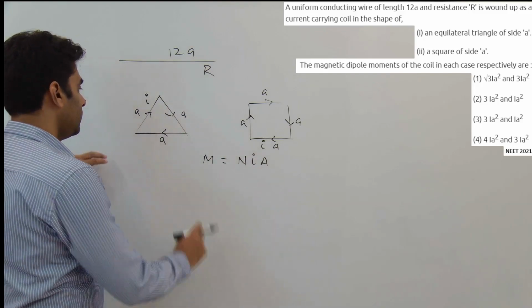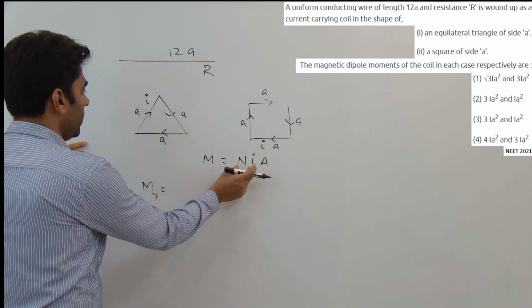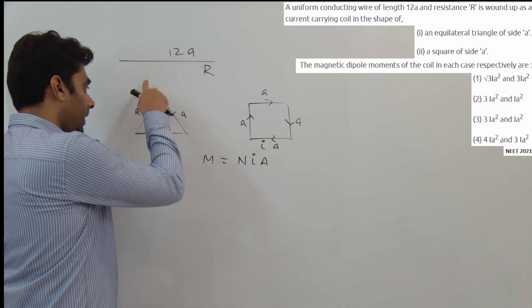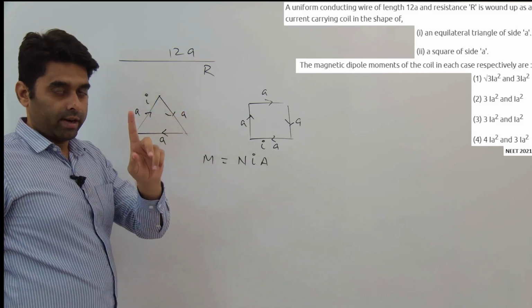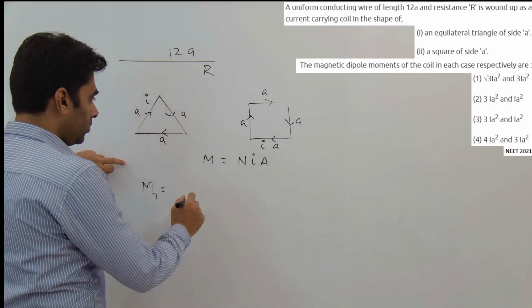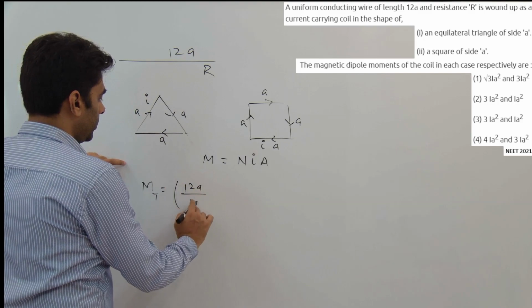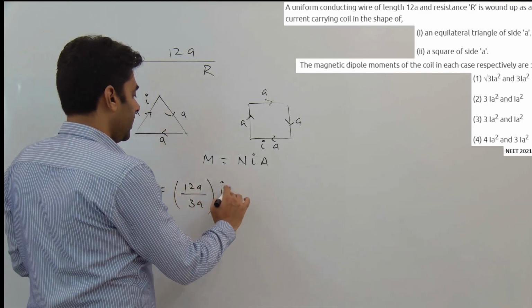Now let us see the triangle case. The magnetic dipole moment can be written as the number of turns. How much is the total length of the wire? 12A, right? And 3A is the total length of one triangle. So how many turns will you get? 12A by 3A, basically 4 turns. Current is I into area.